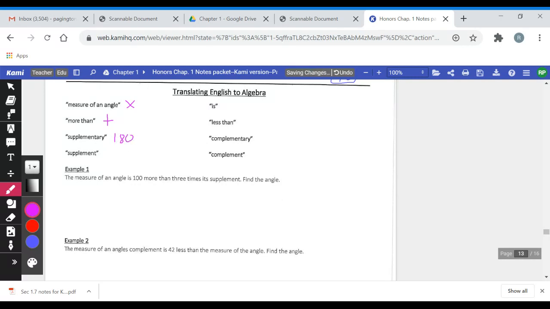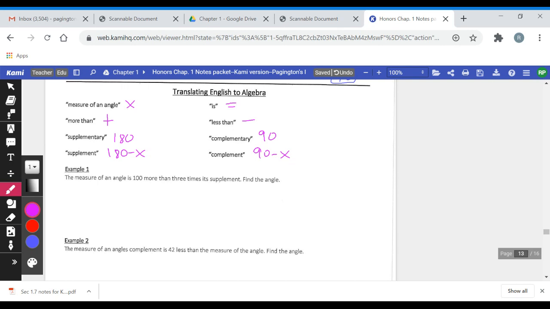And if it says the word supplement, that means that if it's referring to one angle and then it says something about the supplement, then those two angles add up to 180. But whatever that initial X is, the supplement is 180 minus that. The word is, we're going to substitute in for an equal sign. Less than, we're going to subtract. Complementary means two angles that add up to 90. And if it says the word complement, that means that whatever the X is, if another angle is the complement of that, it is 90 minus X.